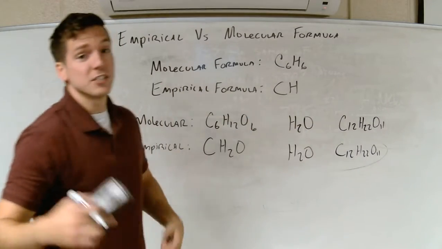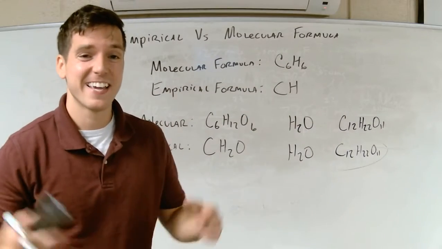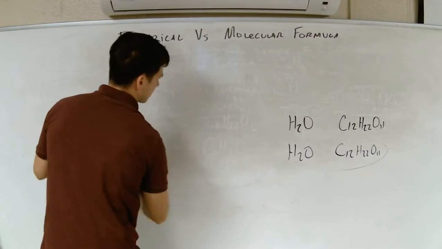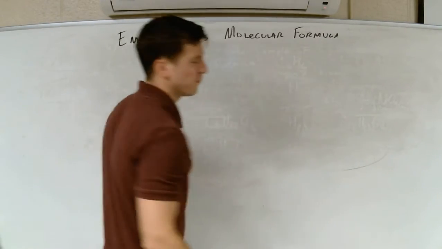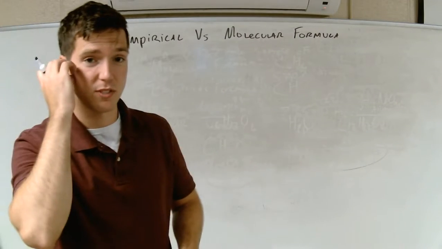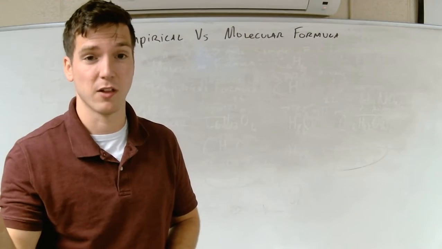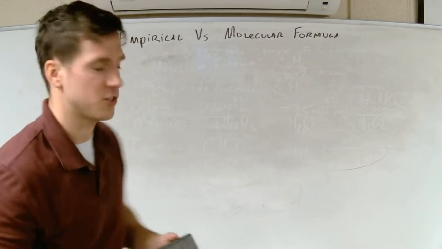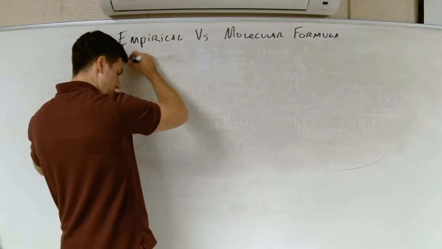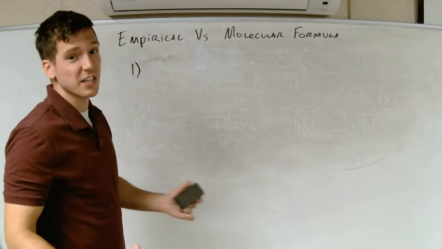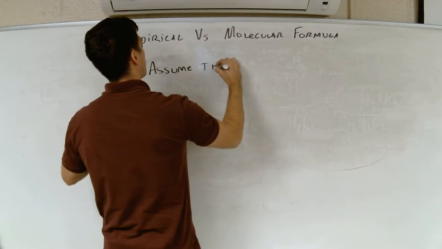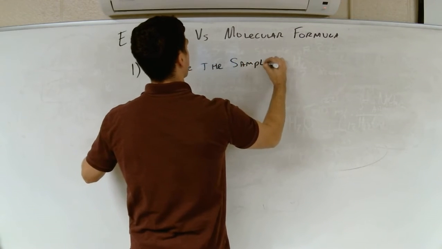Okay, determining the empirical formula. It is a mathematical process. Okay. We like to have everything in grams. They'll give us grams of each element in the compound, but sometimes they give us percentages. Okay, so if they give us percentages, which they do, we just assume the sample is out of 100 grams.